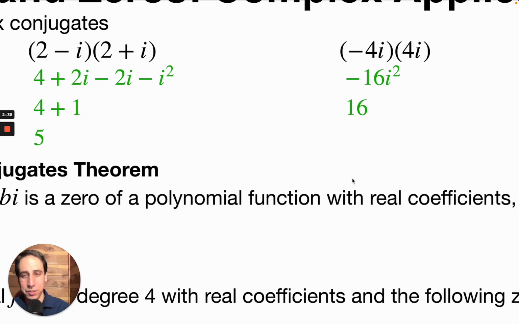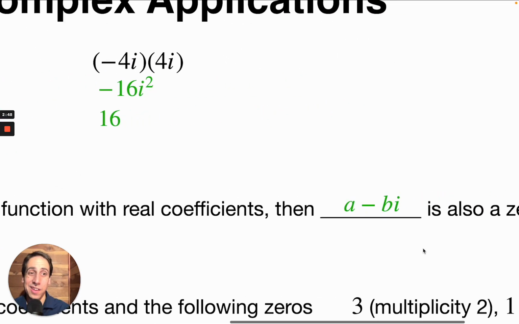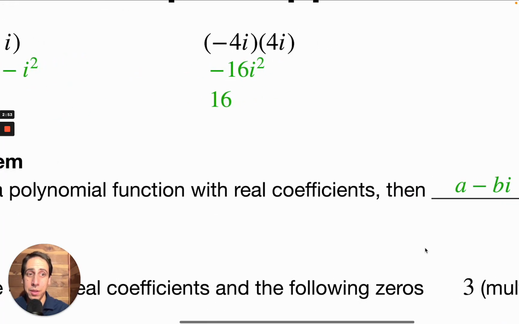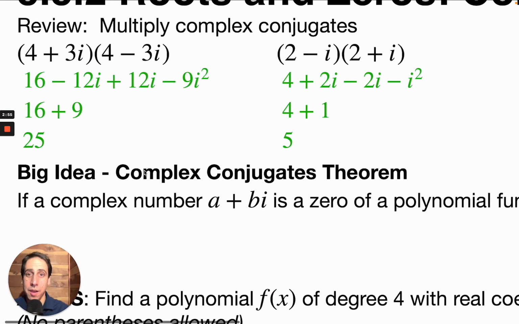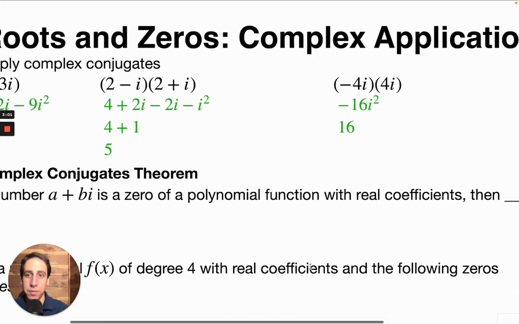Like every function we've worked with so far has had real coefficients. Like the a, b, and c terms are all real numbers. They're not imaginary numbers. Then a minus bi is also going to be a zero. And that's why a minus bi and a plus bi are the complex conjugates theorem. So if one of them is a zero, then the other one is also a zero. That's what the theorem states.